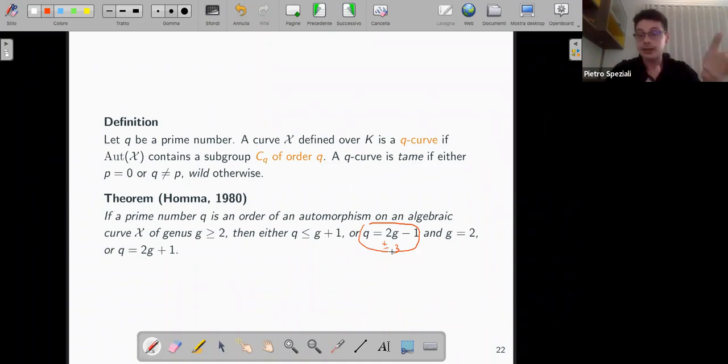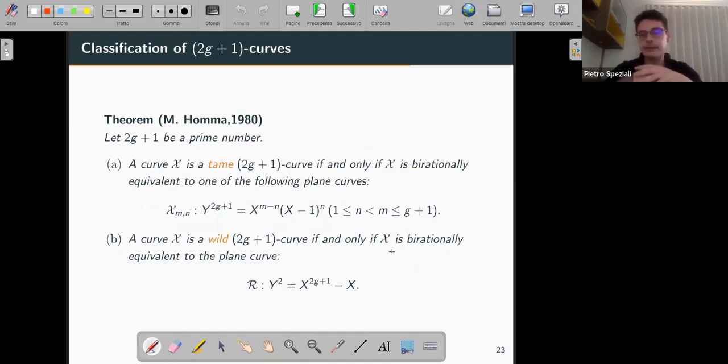characterize these curves. And when you classify these curves, you may ask yourself, well, what does the automorphism group look like? Homma also classified the 2G plus 1 curves. So basically, in the tame case, characteristic 0 or different from 2G plus 1, you have these curves here. What that essentially says is that your automorphism group of order 2G plus 1 fixes 3 points, and the quotient curve is rational, so it's P1, the projective line. While in the wild case, you have this, which is a Hockett curve, so a hyperelliptic curve.